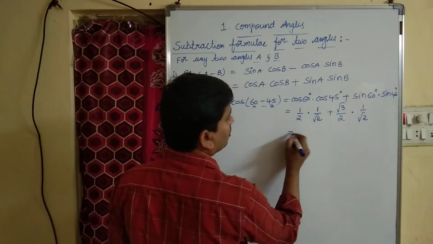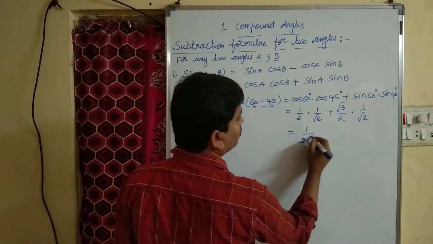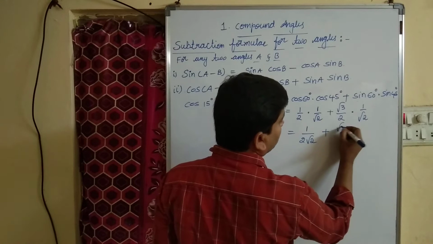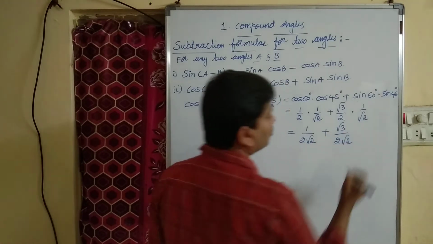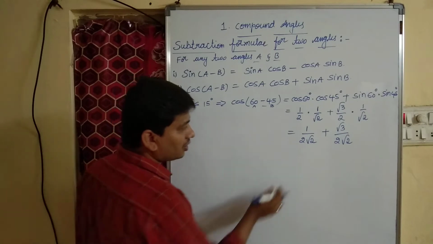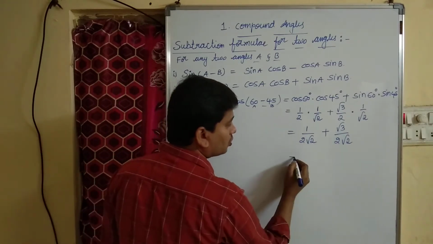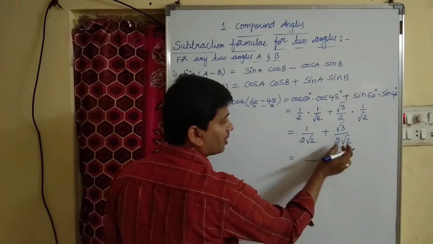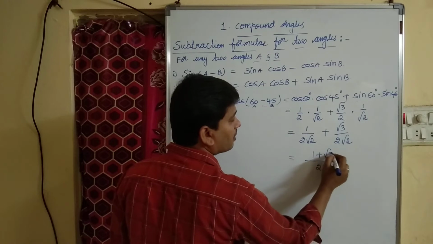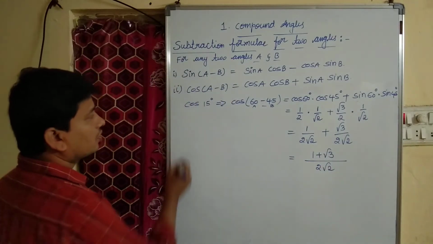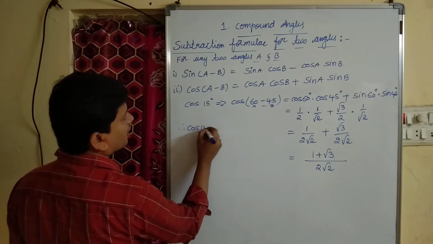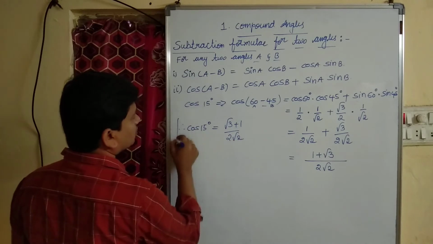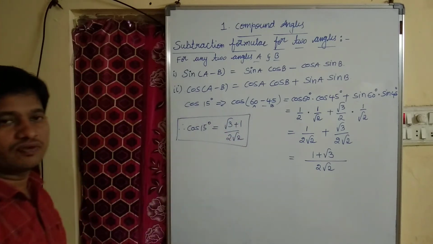So 1 into 1 is 1, by 2 into root 2, 2 root 2, plus root 3 into 1, root 3, by 2 into root 2, 2 root 2. As the denominator is the same, here also 2 root 2, so the LCM is 2 root 2. If the denominators are the same, we can directly add the numerators, that is 1 plus root 3. Therefore, what is the value of cos 15 degrees? Cos 15 equals root 3 plus 1 by 2 root 2. This is our cos 15 degrees.